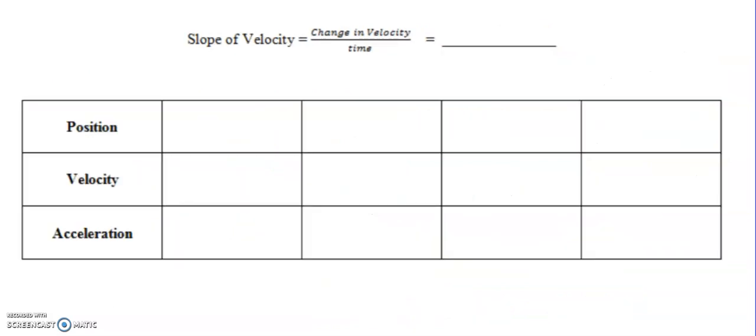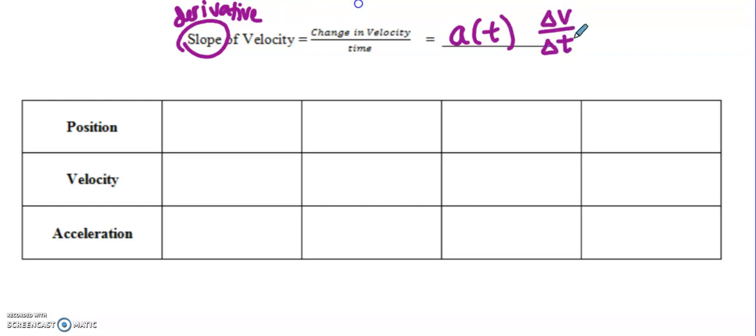All right, so slope of velocity then, slope in calculus meaning derivative, right? The derivative of velocity, you guys know my pen struggles. The derivative of velocity is the change in velocity over time, which is the acceleration. Change in velocity over change in time.